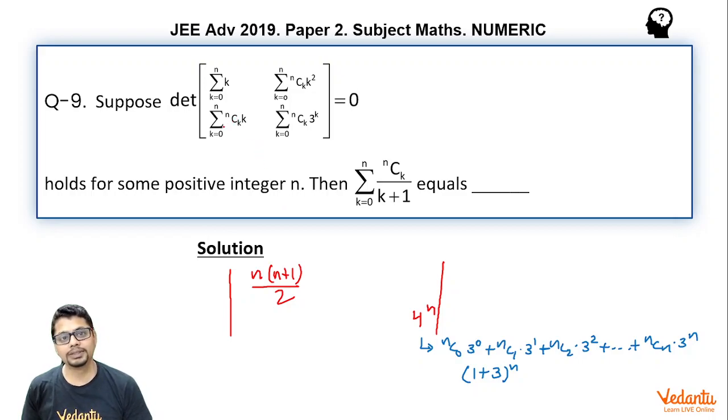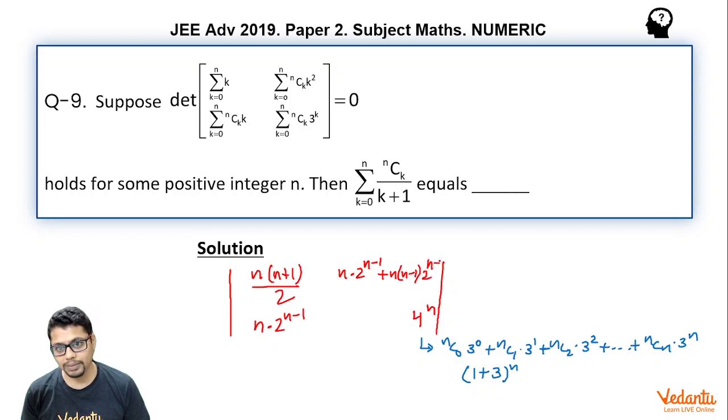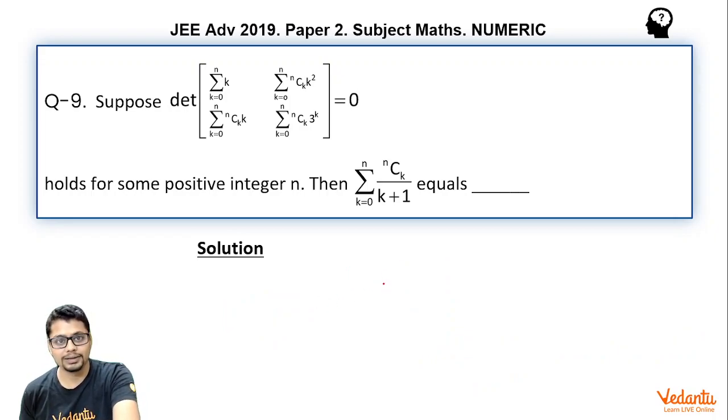Next, let's consider the row 2 column 1 element. Sigma k equal to 0 to n, nCk times k. This essentially becomes n times 2 to the power n minus 1. And similarly, the row 1 column 2 element essentially becomes n times 2 to the power n minus 1 plus n minus 1 times 2 to the power n minus 2. So how have these two elements come? Let's explore in the next slide.